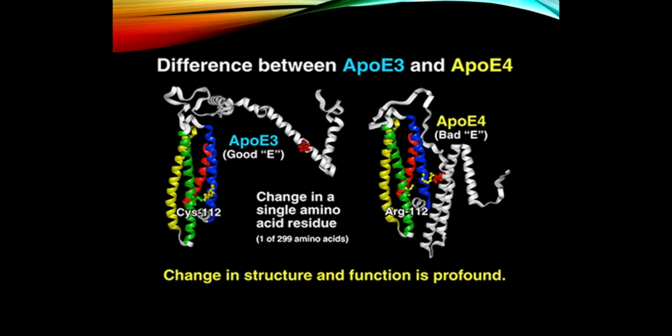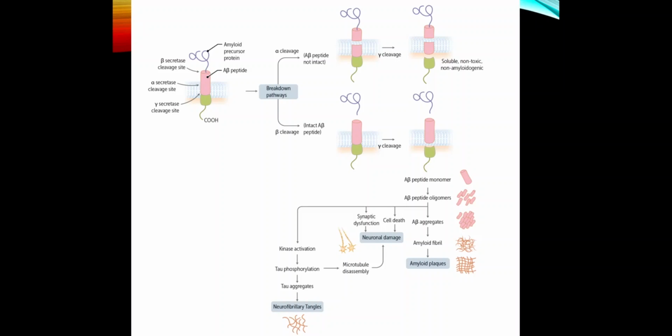The change from the good to the bad form of this apolipoprotein is very small. It's actually a change in a single amino acid residue to go from the ApoE3 to the ApoE4. But that results in a significant conformational change of this protein, but it is quite small. And so here we're looking at the amyloid precursor protein. Notice here is the amyloid beta peptide. And so we have three enzymes that break this down. Here's the alpha secretase cleavage site, beta, and gamma.